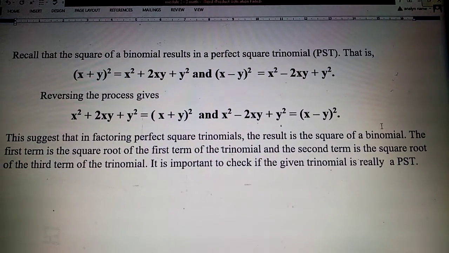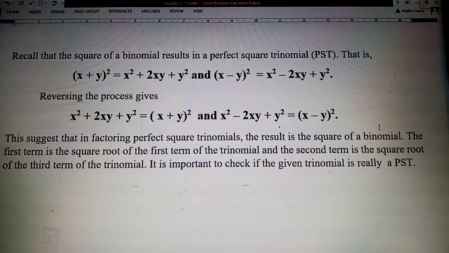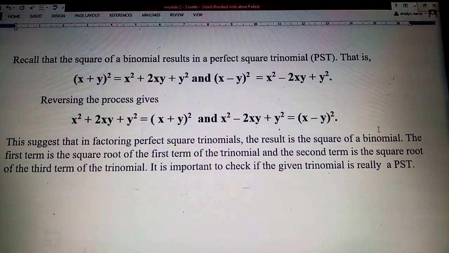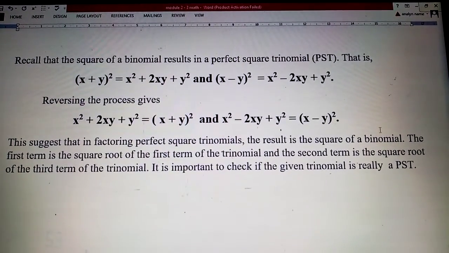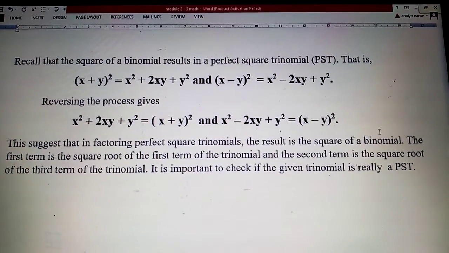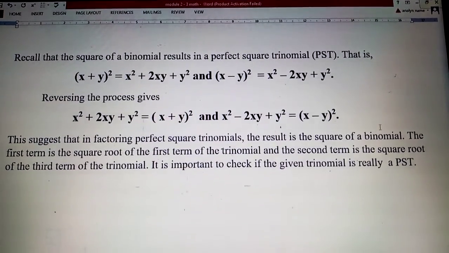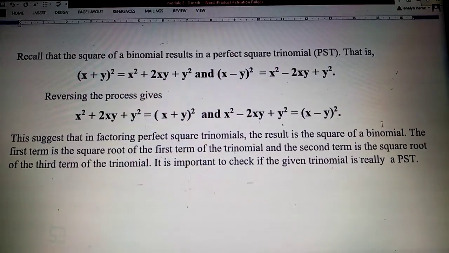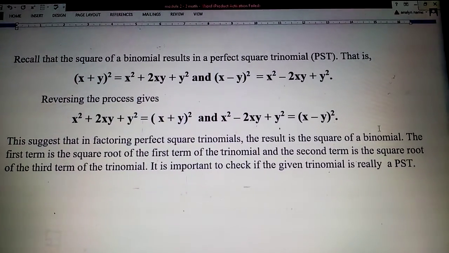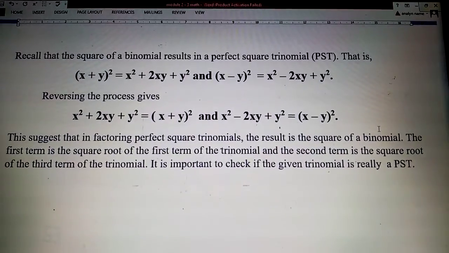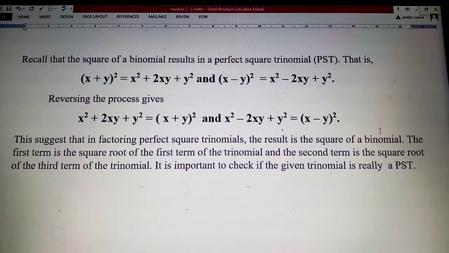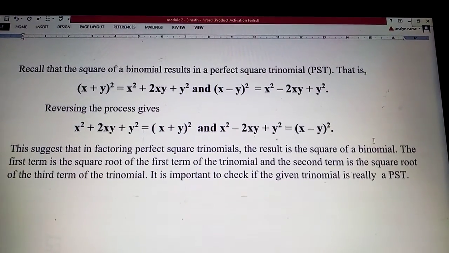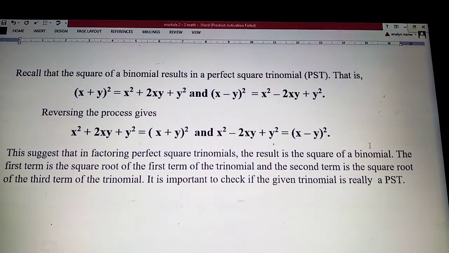Then, this suggests that in factoring perfect square trinomials, the result is the square of a binomial. The first term is the square root of the first term of the trinomial, and the second term is the square root of the third term of the trinomial. It is important to check if the given trinomial is really a PST. But before we check using the FOIL method, let us familiarize these three steps in factoring a PST.